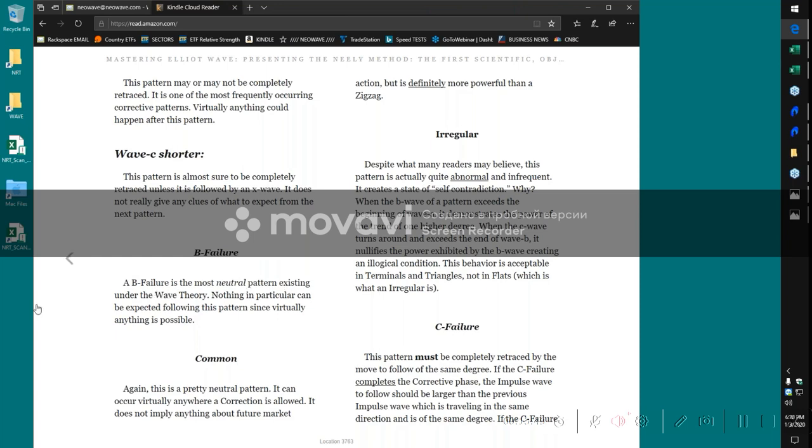So the B failure is the most neutral pattern existing under wave theory. Nothing in particular can be expected from this, so almost anything is possible.